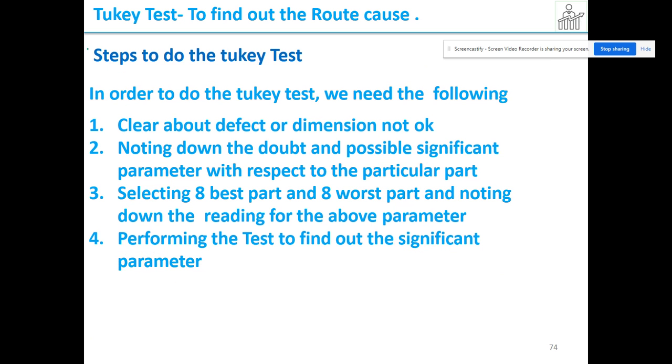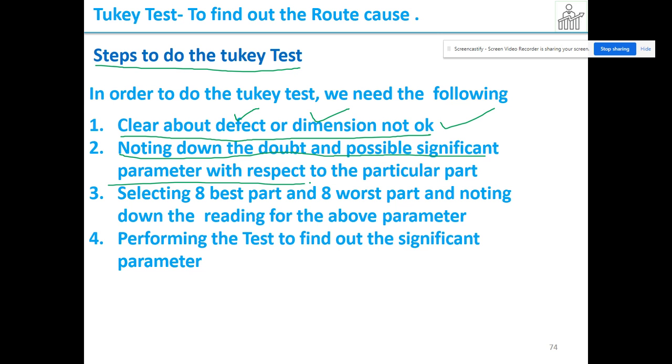So let us see what are the steps that shall be required to do the Tukey test. We should be clear about the defect or dimension, whether the output is a defect or a dimension. So we should be very clear about it. And then noting down the doubt and possible significant parameter with respect to the particular part. In the machine, every time one part will get generated. So we shall note down the parameters that you feel may be the significant cause to vary my output. So you have to list down the input parameters.